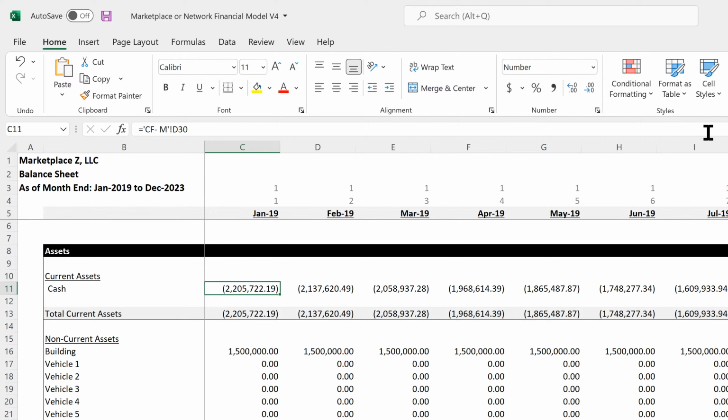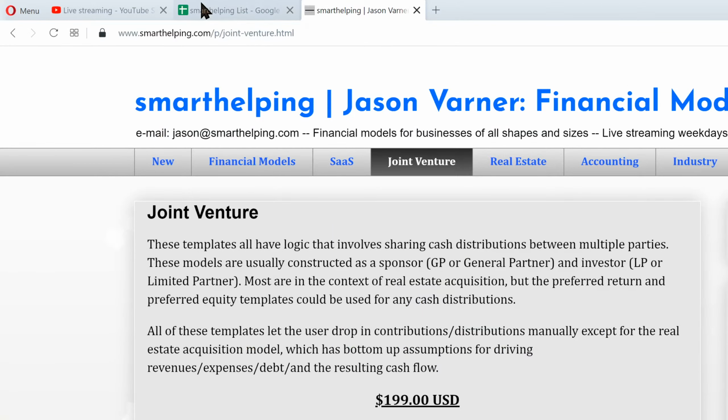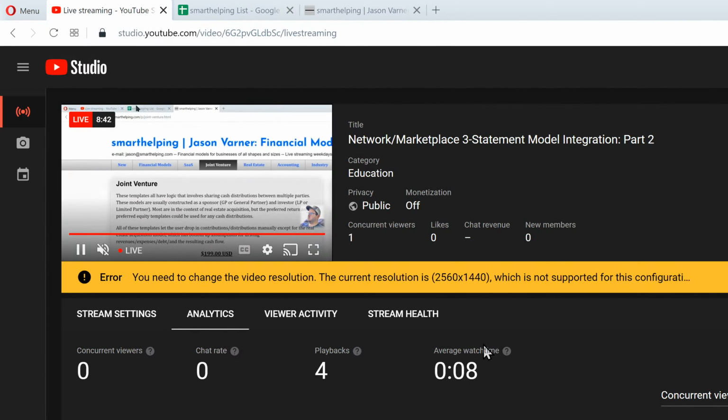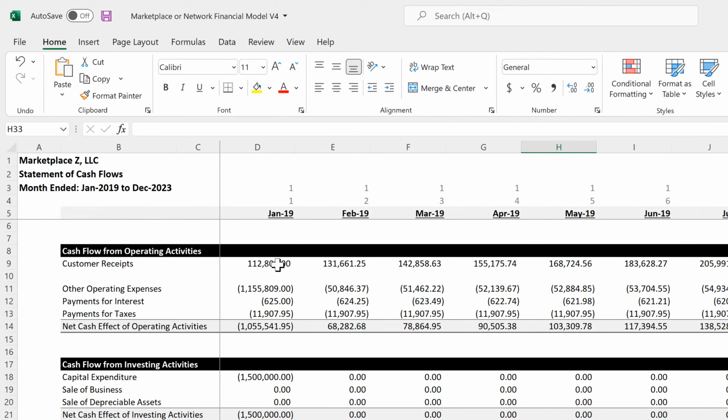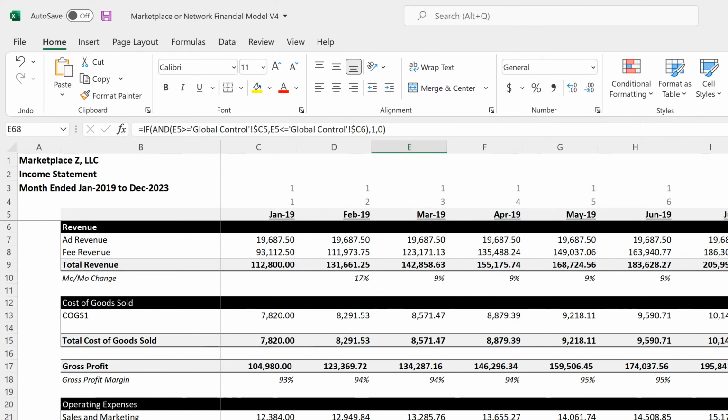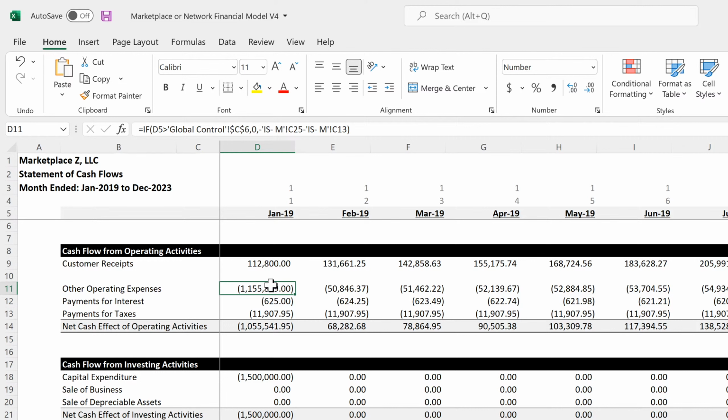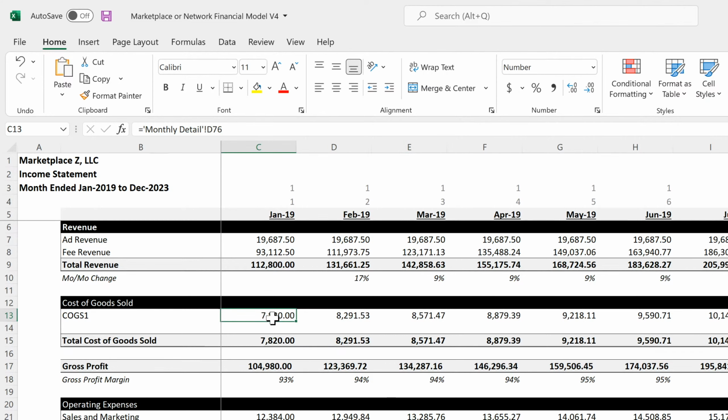Great. So cash, we're gonna get from the cash flow statement. One second. Okay. Cash flow monthly. So we got customer receipts here for operating activities. C9, which should be revenue. Okay, that's good. OpEx is 25 and 13. Yep, that works.